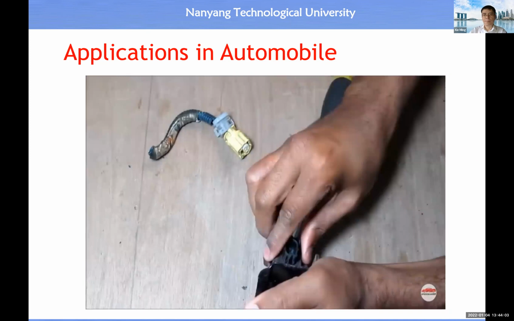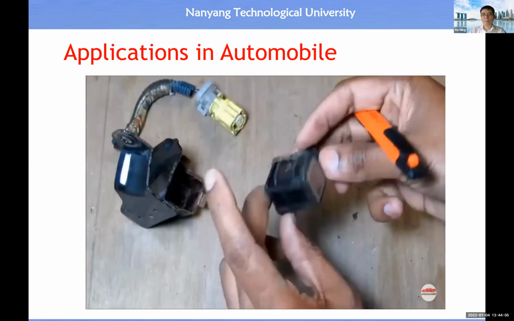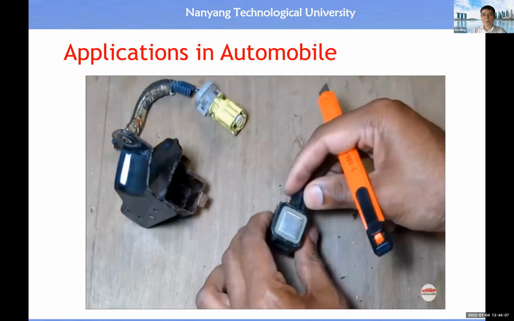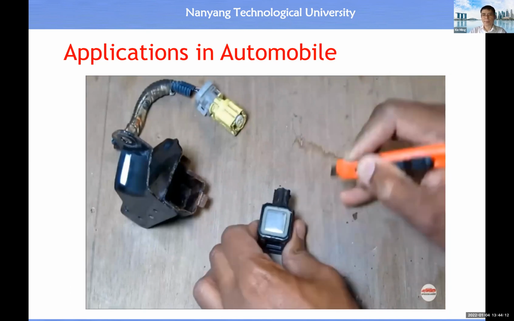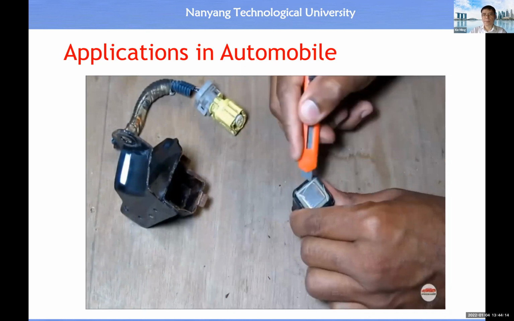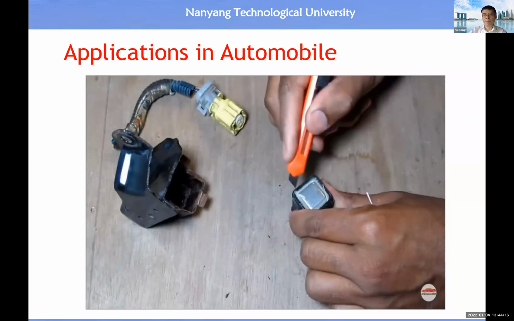Remove the sensor. Here's the sensor removed from the housing. It's quite a sealed unit, so I'm just going to go around here with the blade and cut it open. It looks like all this stuff here is just epoxy or glue. I'm just going to cut it out. Okay, so I've got all the glue off.